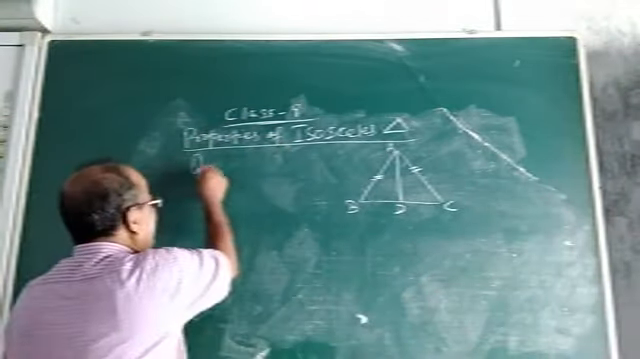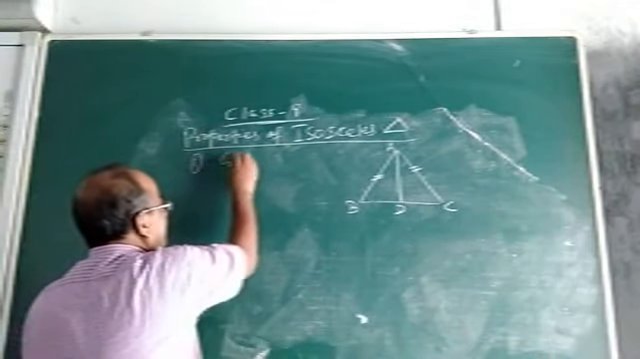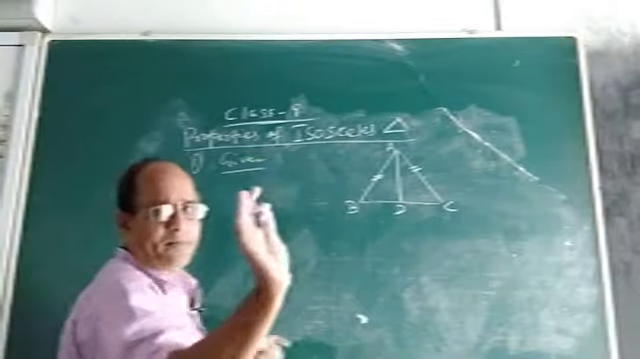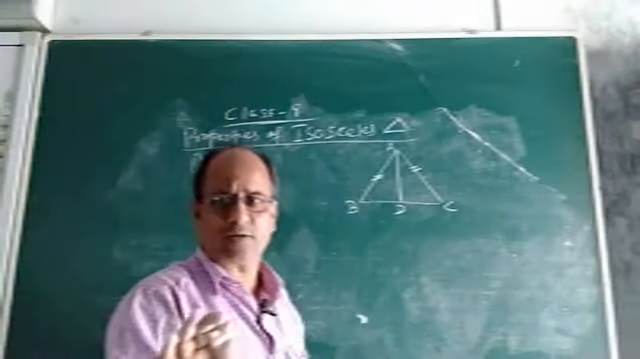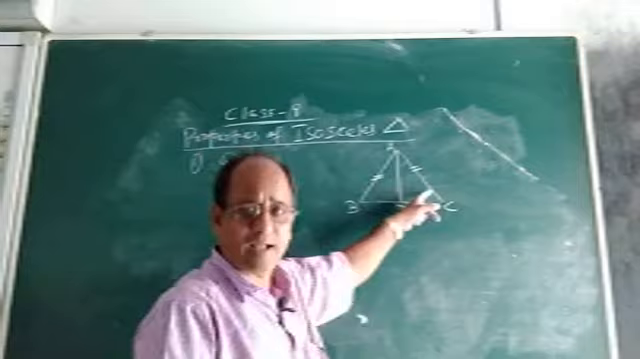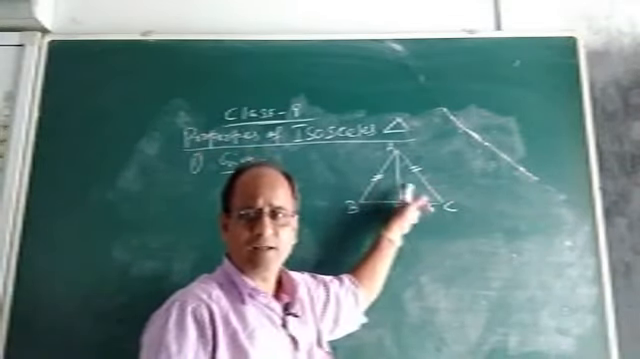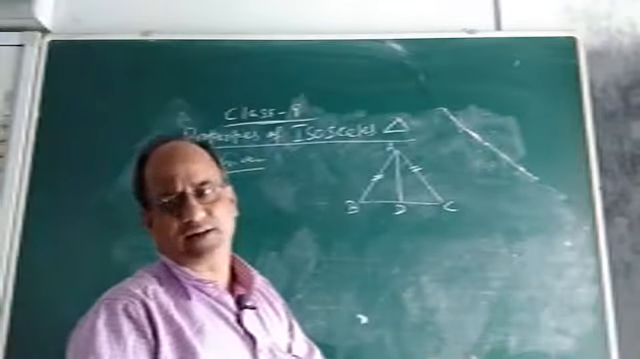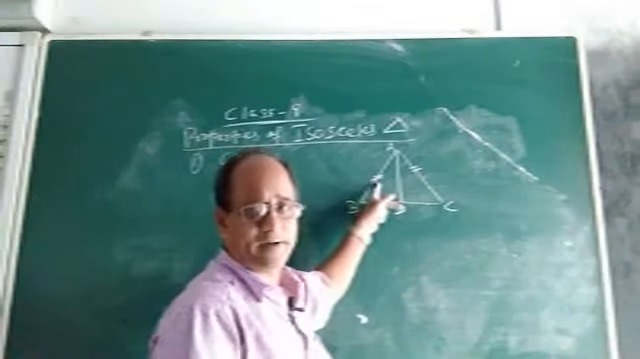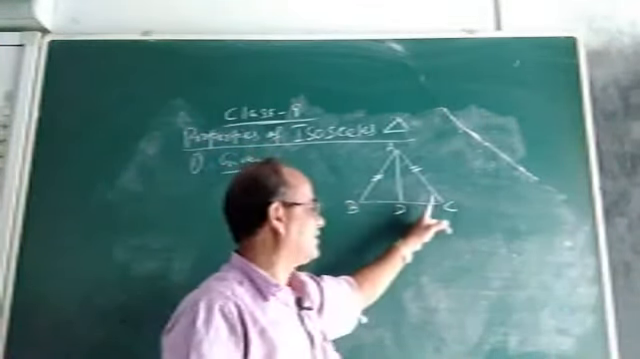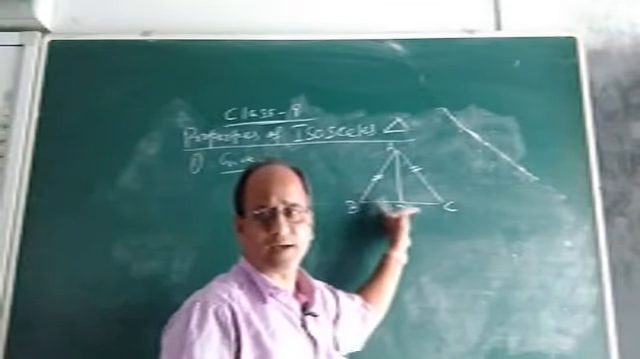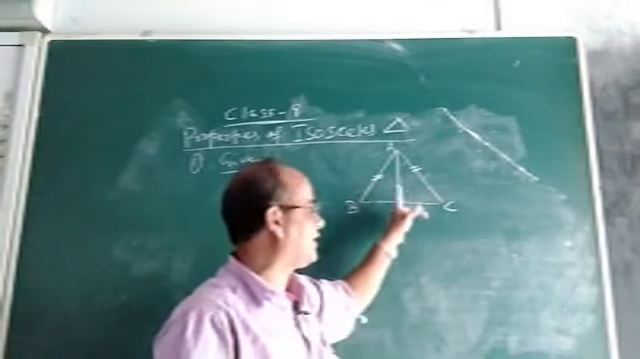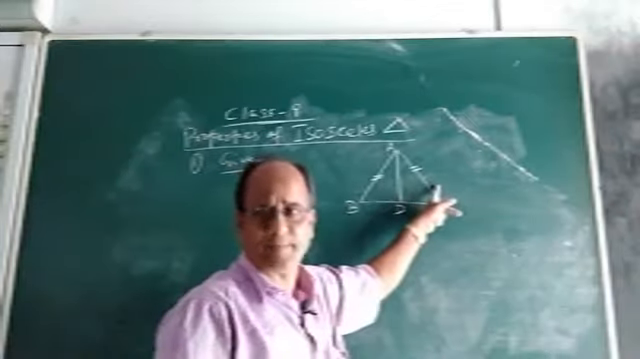So what is given? This is the first property. I am not going to write the statement, you know it: in an isosceles triangle, if two sides are equal, then the angles opposite to these equal sides are equal. That means mathematically, if AB equals AC, then angle C will be equal to angle B, because angles C and B are the opposite angles of sides AB and AC respectively.